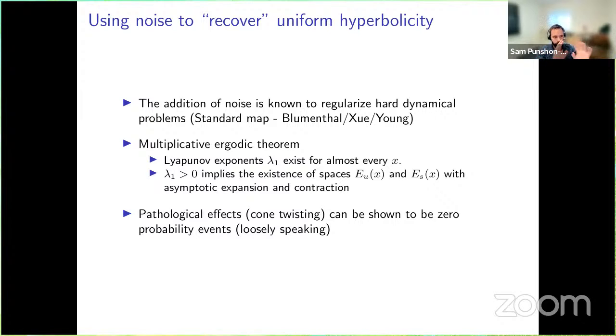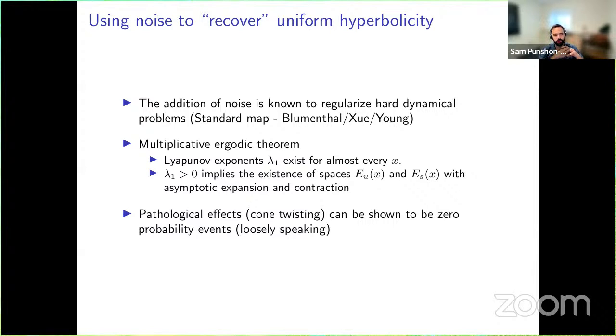However, if you add noise, it can help a lot. So you can, in some loose sense, recover uniform hyperbolicity. So in fact, Alex Blumenthal, one of the collaborators, has a proof that if you add just a little bit of noise to the standard map every iteration, just a tiny amount, you can actually recover a positive Lyapunov exponent for this. And essentially, it shows that you don't get stuck in the really sticky elliptic islands. You end up leaving some of the bad sets.